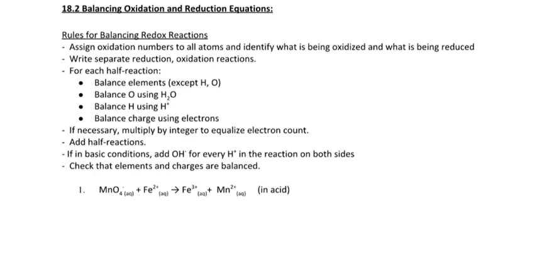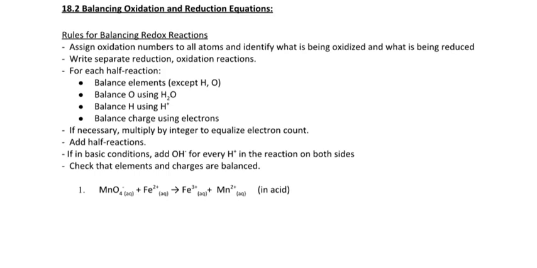It says write separate reduction and oxidation reactions. Reduction, the oxidation numbers go down. That's why they call it reduction. Oxidation, the oxidation numbers go up. For each half reaction, you need to balance the elements, saving oxygen and hydrogen for later. You balance oxygen using water, balance hydrogens using H+, and balance the charge by using electrons. You might have to multiply both sides by some number so you gain and lose the exact number of electrons. Add them, and then if it's in base, add hydroxide for every H+. This should bring back memories. I'm not sure they're so fond memories, but we have done this.